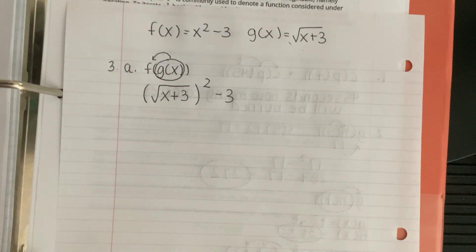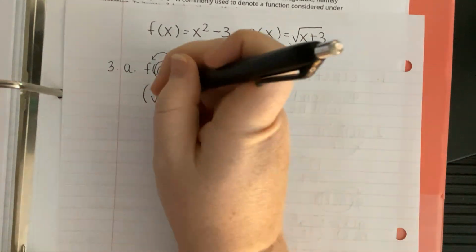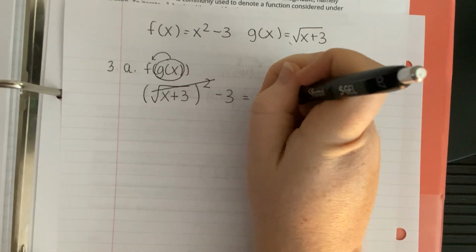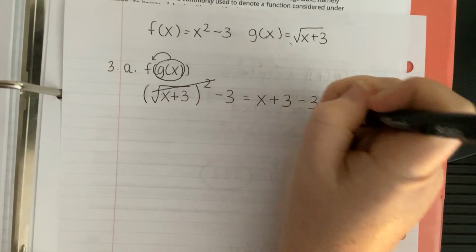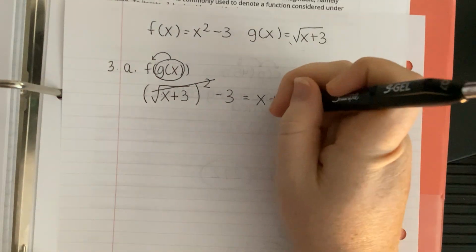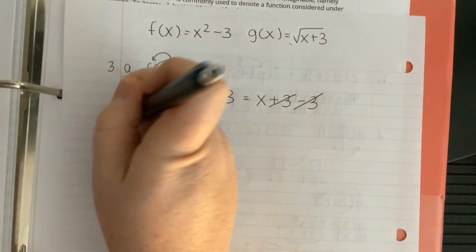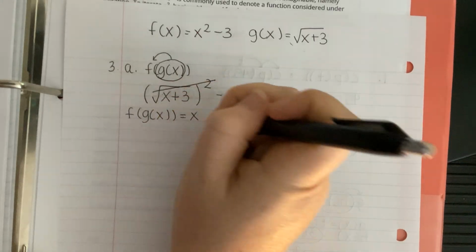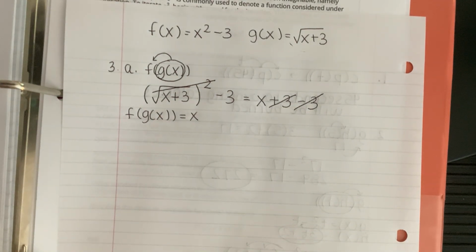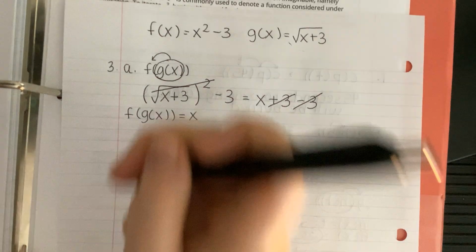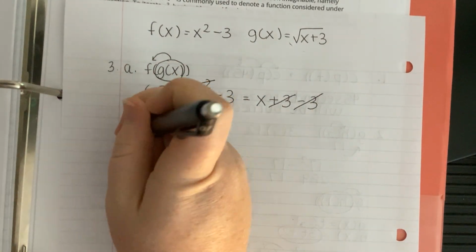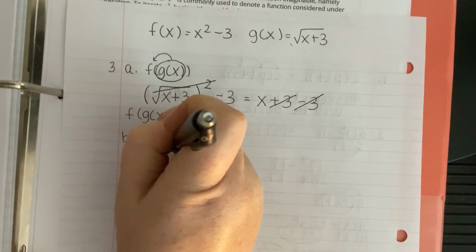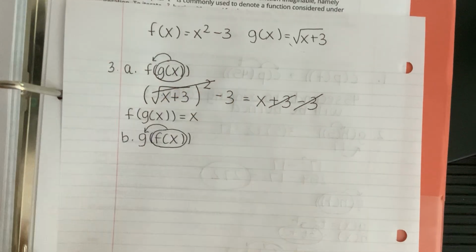And then you need to break it down. If I'm squaring a square root, the square and the square root are going to cancel. And I'm going to get x plus 3 minus 3. The plus 3 and minus 3 cancel. And so f of g of x is equal to just x. This is a special kind of composition. And then part B asks you to do it the other way. It wants g of f of x. That's taking your whole f of x equation and plugging it in to g.